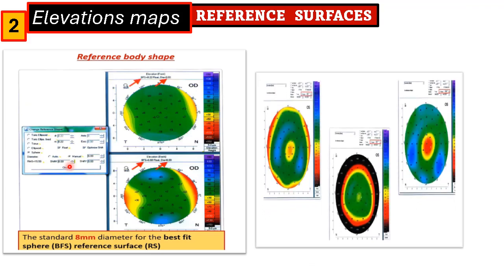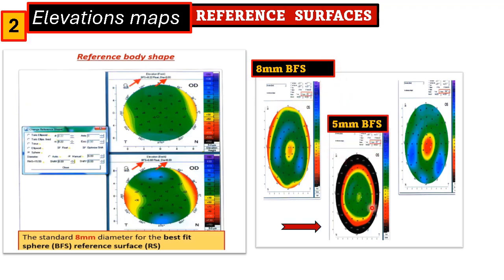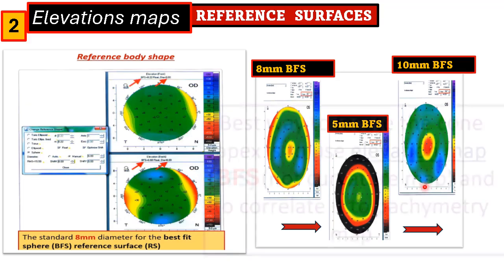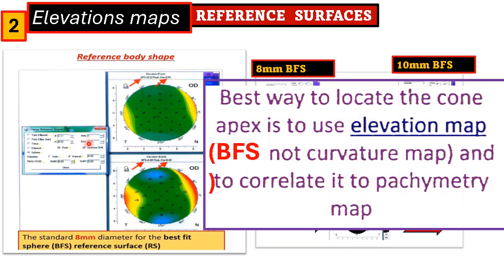For example, this is for the same patient who underwent topography. You can see clearly that there is a hot spot in the center of the cornea. This is using the 8mm best fit sphere. With the same patient using a 5mm best fit sphere, you can see there is masking of the hot spot in the center. And this is with a 10mm best fit sphere, which overestimates the central hot spot. So it is very crucial to set it manually and make sure that it is 8mm. This is the standard.